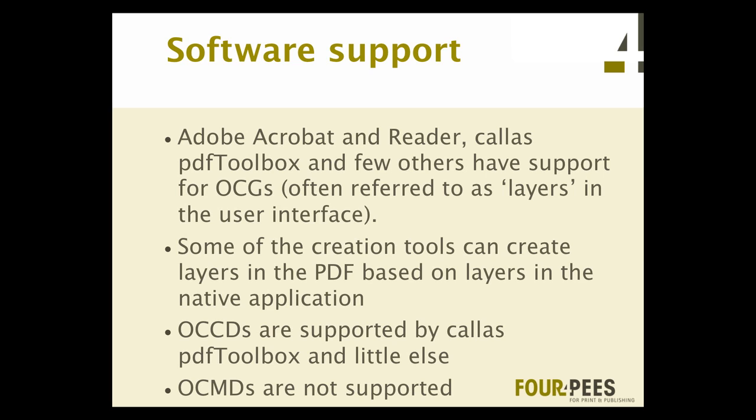What I'm talking about is that something like Acrobat, just to give an example, makes it very easy to switch layers on or off, so you can change the visibility of layers. PDF Toolbox, for example, allows you to switch layers on and off, but also layer views, OCCDs. So that goes a little further. But that's about where it is, and it's all on the viewing side.